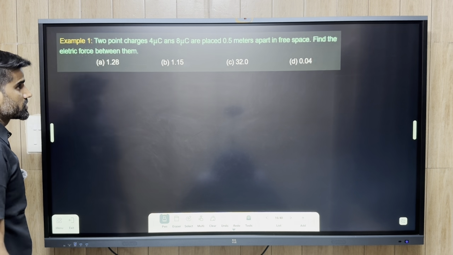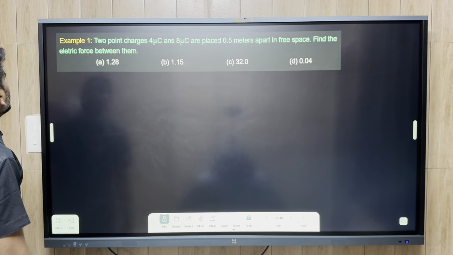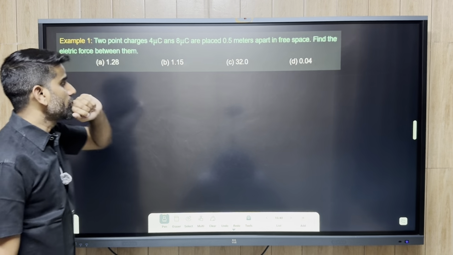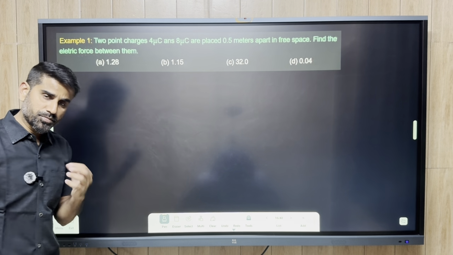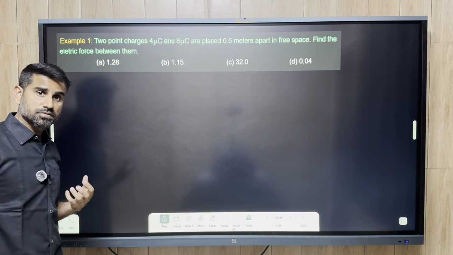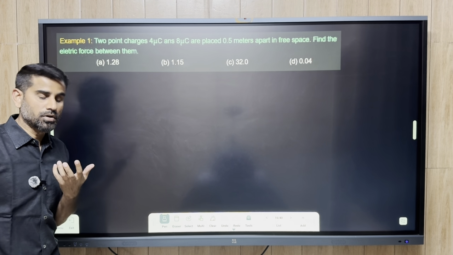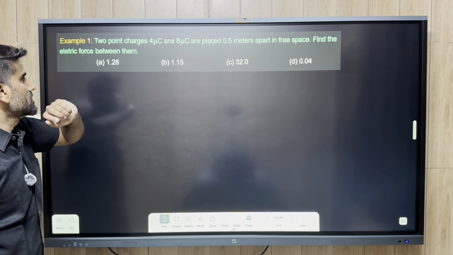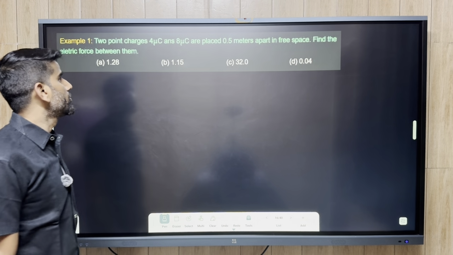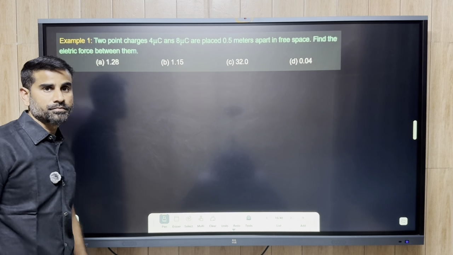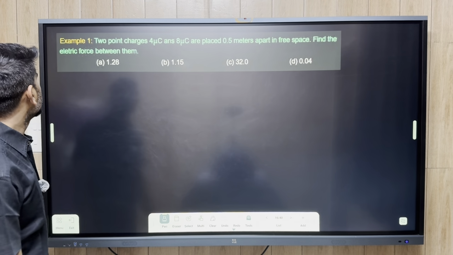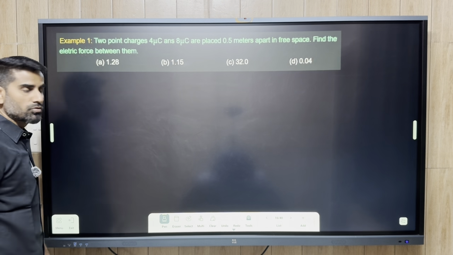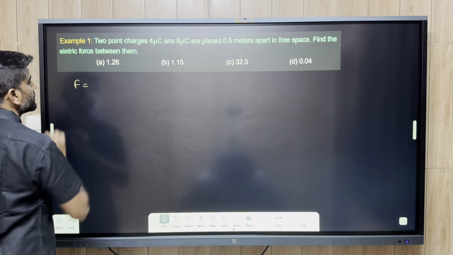Now let's look at the first problem on Coulomb's law. Let's read out the question first. Two point charges, 4 microcoulombs and 8 microcoulombs, are placed 0.5 meters apart in free space. As I've already told you, 1 coulomb is a very large value, so we represent charges in micro, milli, nano, pico, femto. Find the electric force between them. It is a basic question. We use Coulomb's law to find the force between them.